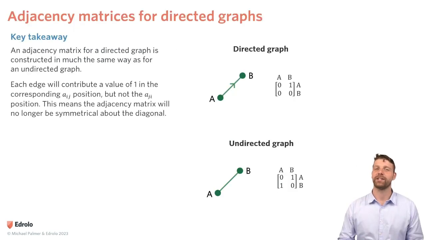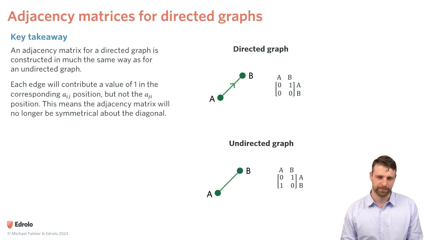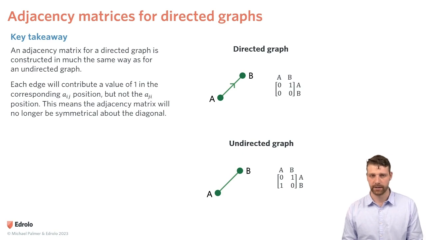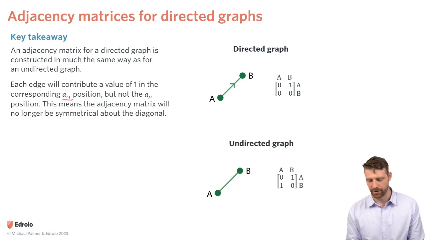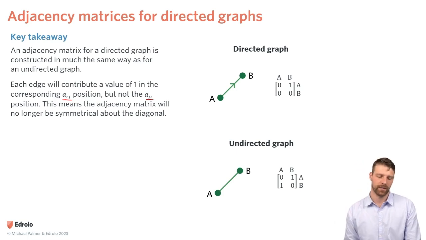All right, let's look at adjacency matrices for directed graphs. These are pretty similar to the undirected versions we've been looking at before, just a slight difference here that the edge has a direction. So I've got two things here for our key takeaway. An adjacency matrix for a directed graph is constructed in much the same way as for an undirected graph. Each edge will contribute a value of 1 in the corresponding AIJ position, but not the AJI position. This means the adjacency matrix will no longer be symmetrical about the diagonal.